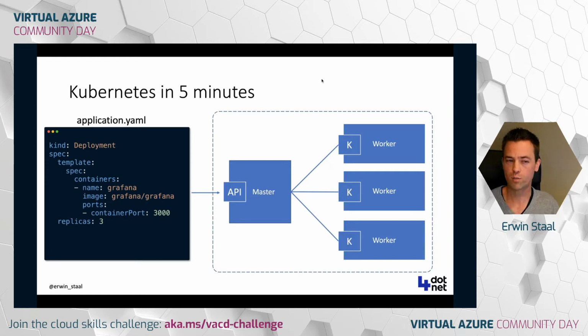This is a very simple one. It's not even complete. I don't even think it runs, but you'll get the idea of how that would work. So you would have to specify a few things in this file, like what is the container you actually want to run? Here it's a Grafana container. On which port do you want it to run? And how many instances, how many replicas of your application do you want to run?